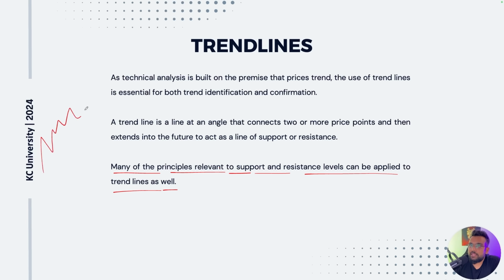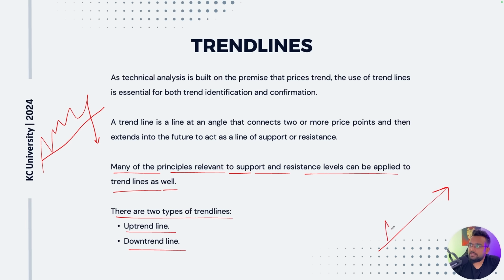If the stock's moving like this, at the bottom, you draw the support level. If it dips below the support level, prices can go down, right? There are two different types of trend lines, uptrend line and downtrend line, same stuff. An uptrend line acts as a support, a downtrend line acts as a resistance to the stock. If it breaks below this, it can move down. If it breaks above this, it can move up.